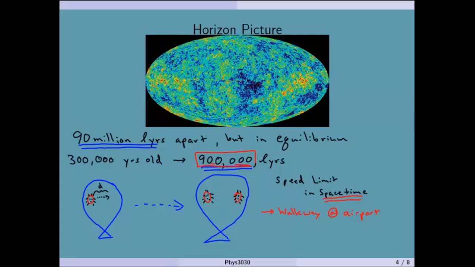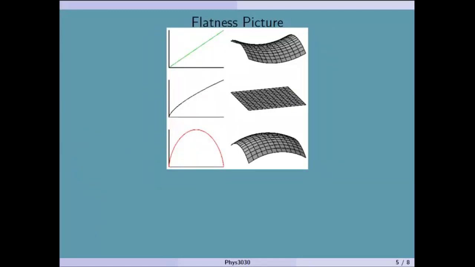There's a little bit of a description about that in your book as well. But the whole problem is that 900,000 years does not jive with that 90 million years. Okay, and that's the gist of the horizon problem. Okay, and we'll get back to the next explanation of this in a second. Okay, and we can move to the next problem.